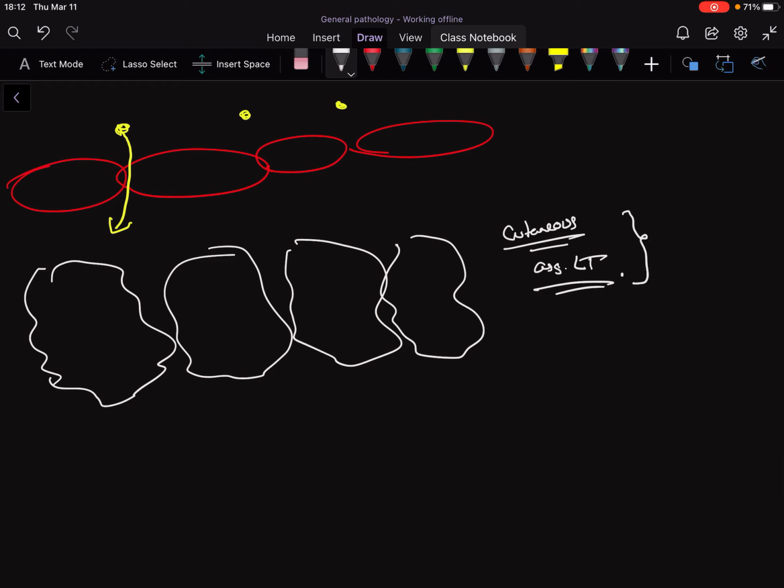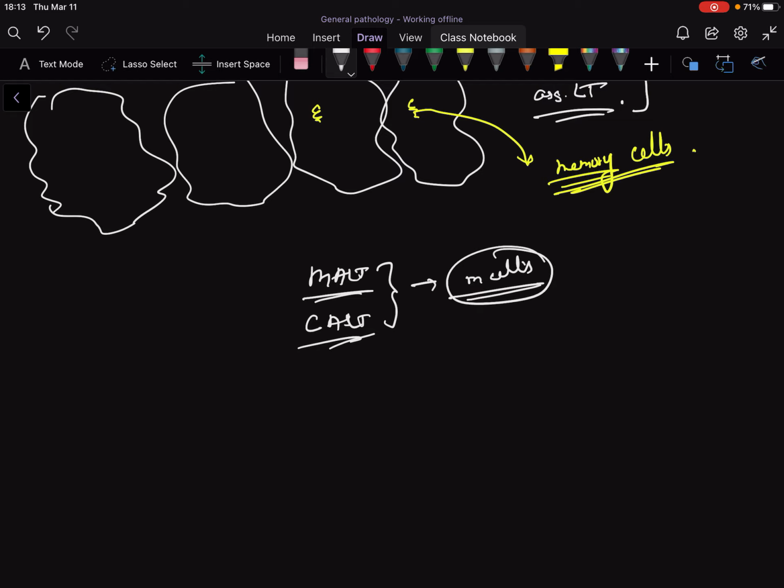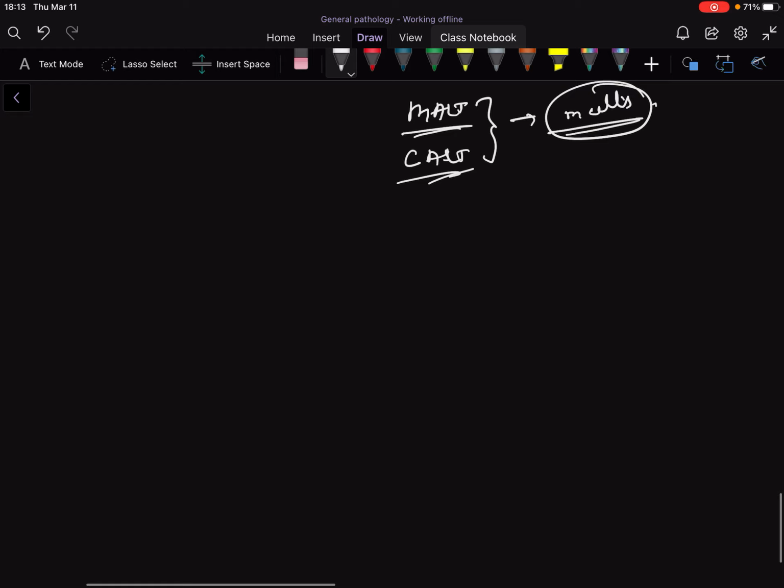So what is this cutaneous associated lymphoid tissue? In it there are a lot of cells. These cells are memory cells, okay. Memory cells have a very heightened response to antigens or bacteria. So whenever you hear the word mucosal associated lymphoid tissue or cutaneous associated lymphoid tissue, they have these memory cells which have a heightened response. Okay, next we will talk about MALT, mucosal associated lymphoid tissue.